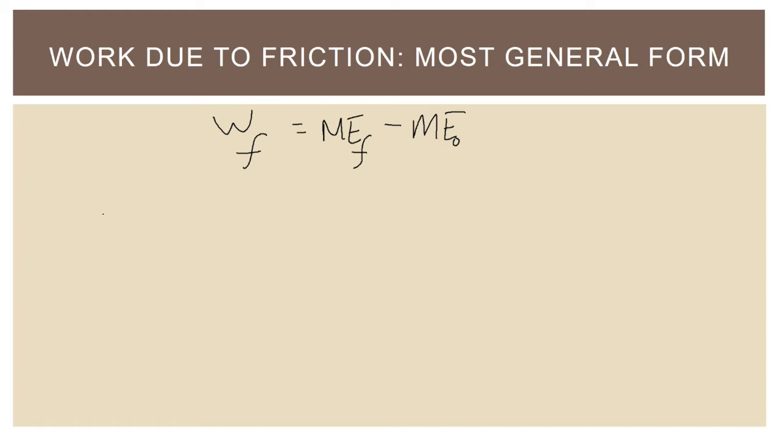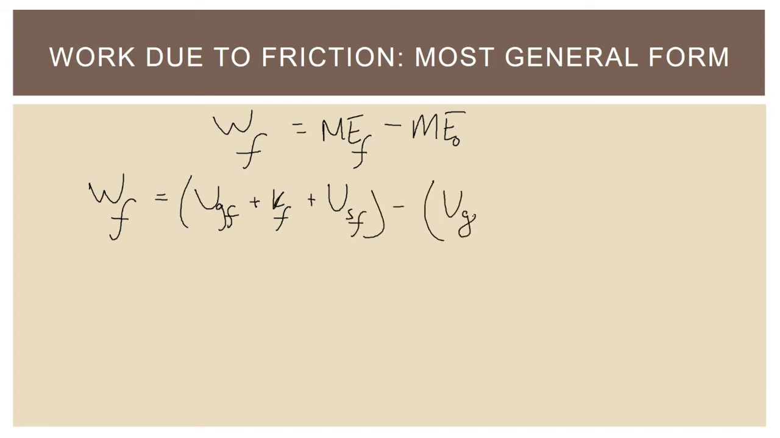So really, if we wanted to expand this out as much as possible, it's going to look a little insane, but we could write here, the work done by friction is going to be the final gravitational potential energy, kinetic energy, or elastic potential energy, and it could be all of those at the same time, depending on what the problem is, minus the initial kinds of mechanical energy, and it's going to be those same three again.